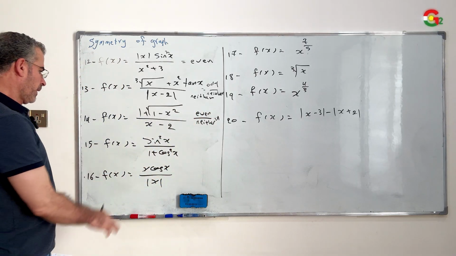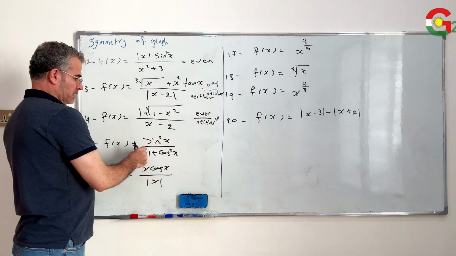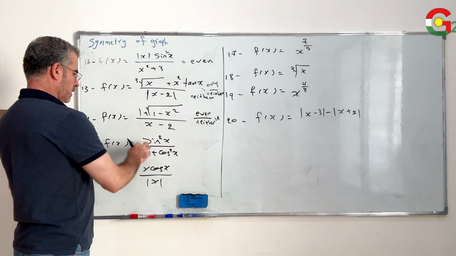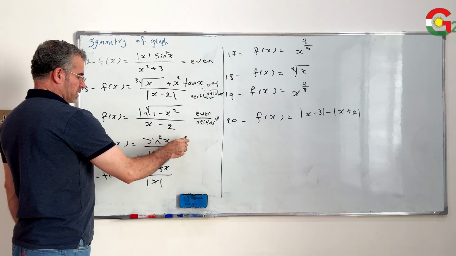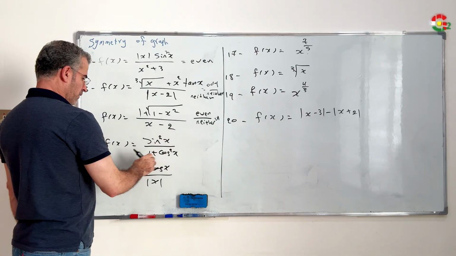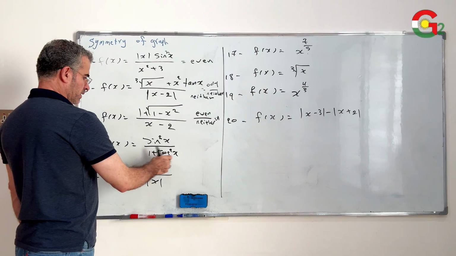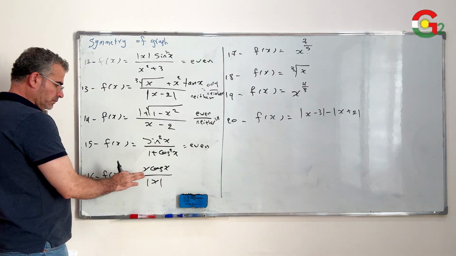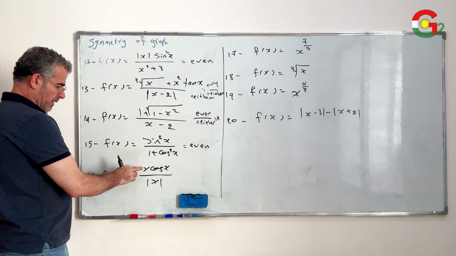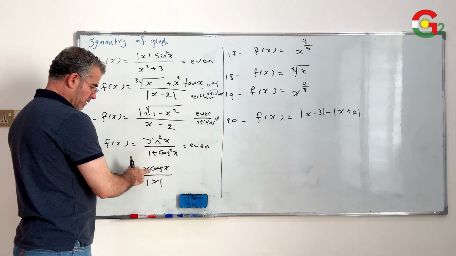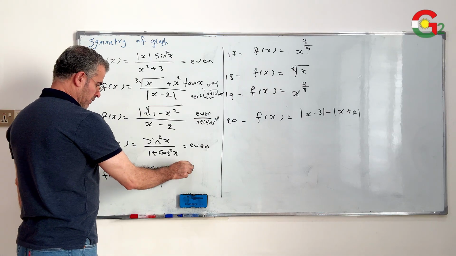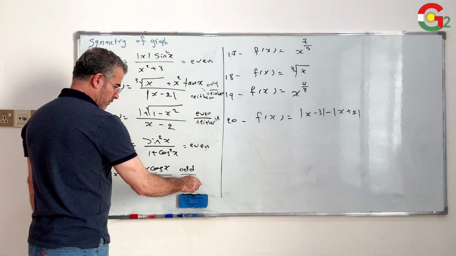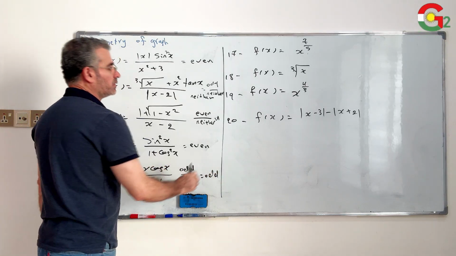Number 15: sine of 2x. Since 2x is even, then sine power 2x is also even. Even over even plus even, the answer is even. Number 16: odd times even is odd, over absolute value of odd, which is even. Odd over even is odd.